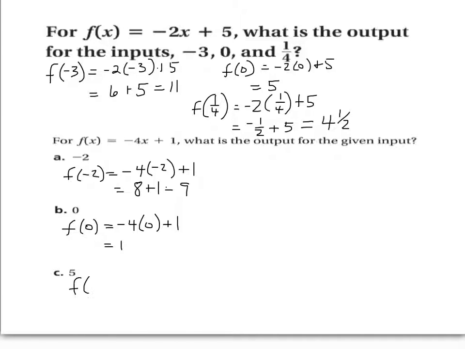And then finally, f of 5. This is negative 4 times 5 plus 1, which is negative 20 plus 1. So f of 5 is negative 19. And that's my final answer. So this kind of gives you a quick overview of just simple substitution using function notation.